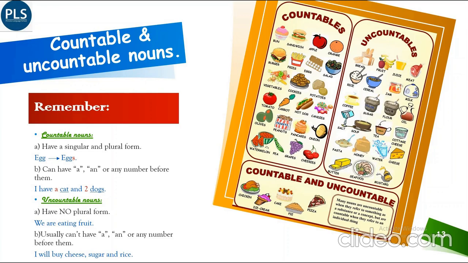Uncountable nouns. These nouns have no plural form, meaning we cannot add s at the end of the noun, like the word bread. We cannot count bread. We cannot say breads, or juice. We cannot say juices, or meat. We cannot say meats. These nouns are uncountable.